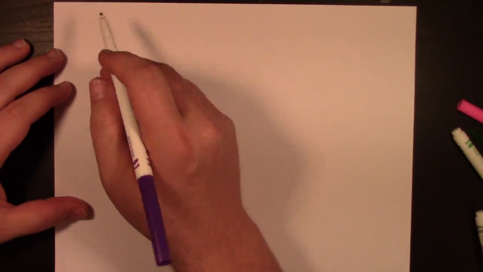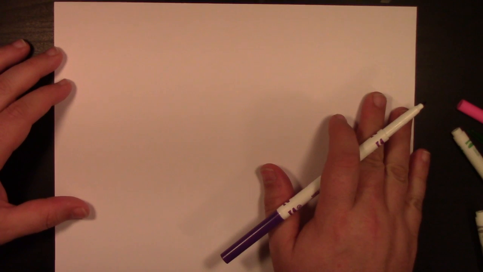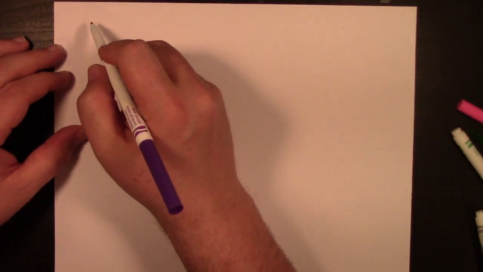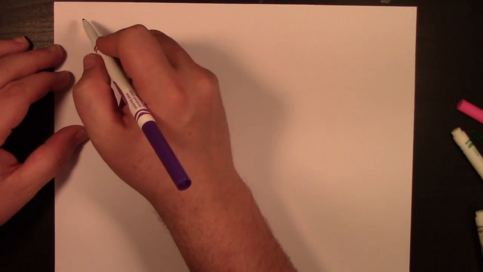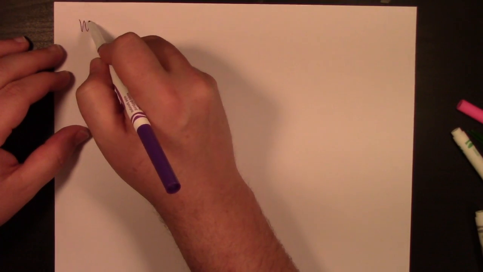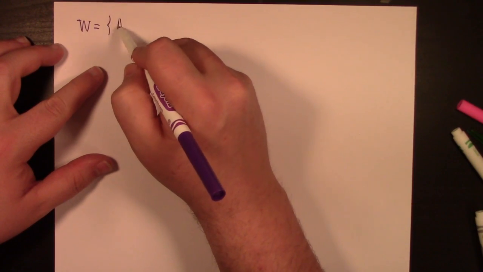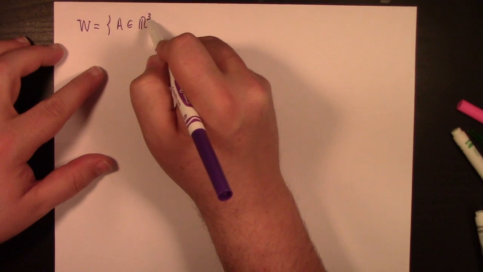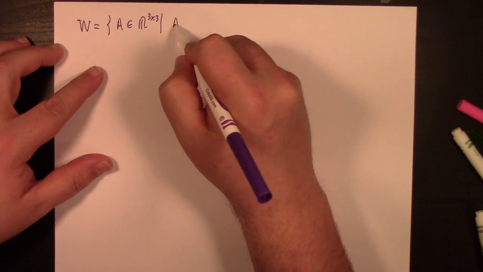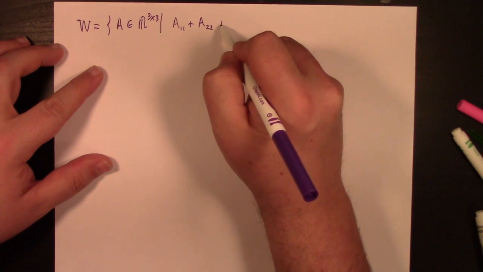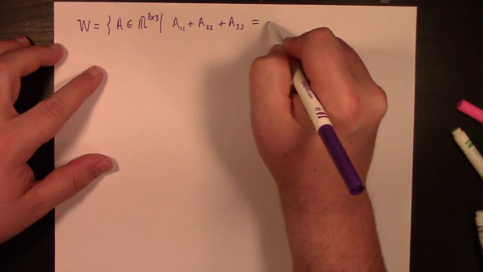Past this, I have to do algebra, and that's what this course is about, the algebratization of problems. Visualization, for most folks anyway, only gets us to 3 dimensions. Past that, it's kind of hard. So let's see, a simple example that I can't personally visualize would be something like this. W, let's say, how about A in R 3 by 3, such that A11 plus A22 plus A33 equals 0.